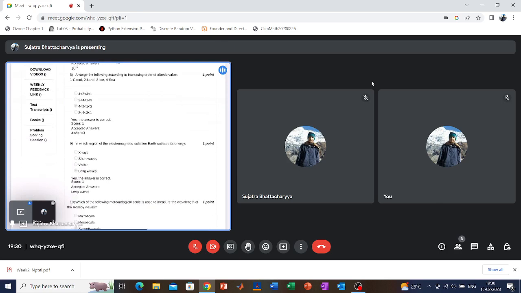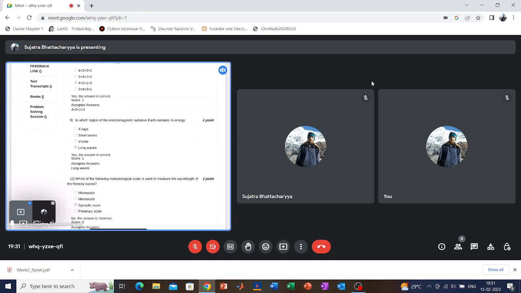Another question: in which region of the electromagnetic radiation does Earth radiate its energy? Well, long waves, because we have already calculated that. Earth's surface temperature is about 288 Kelvin, the global average temperature, and using Wien's displacement law, we have seen that lambda max, the maximum wavelength, for this 288 Kelvin comes out to be about 10 micrometer, which falls in the infrared region, and the infrared region is nothing but the long waves.